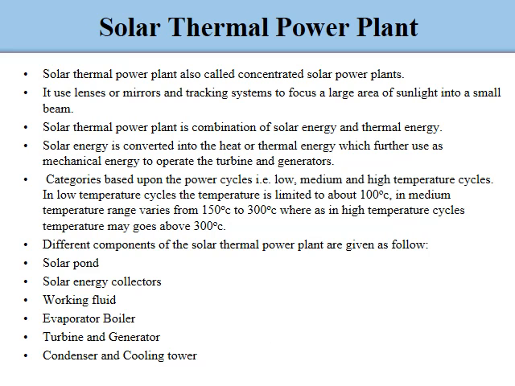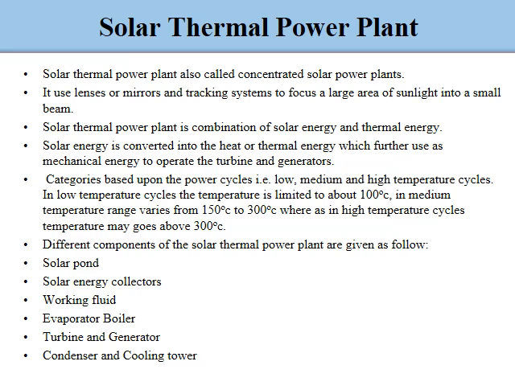The second method is solar thermal power plant. Solar thermal power plant, also called concentrated solar power plants. It uses lenses or mirrors and tracking system to focus a large area of sunlight into a small beam. Solar thermal power plant is a combination of solar energy and thermal energy. Solar energy is converted into heat or thermal energy, which is further used as mechanical energy to operate the turbine and generator.